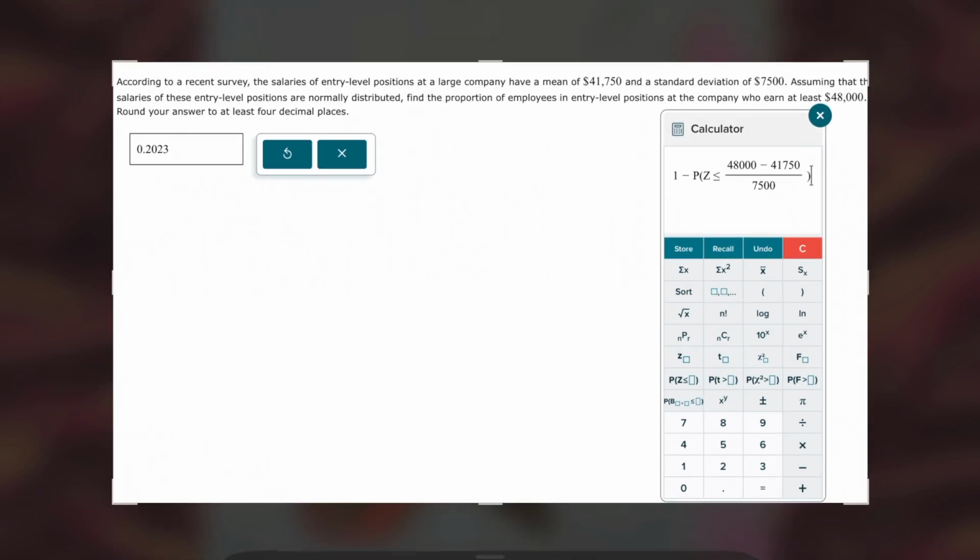So what you are looking at here, just to draw a picture. My mean right here is 41,750. It's always nice to have the mean because you know where you're at. I want at least 48,000. So that is saying I want the right side, okay?